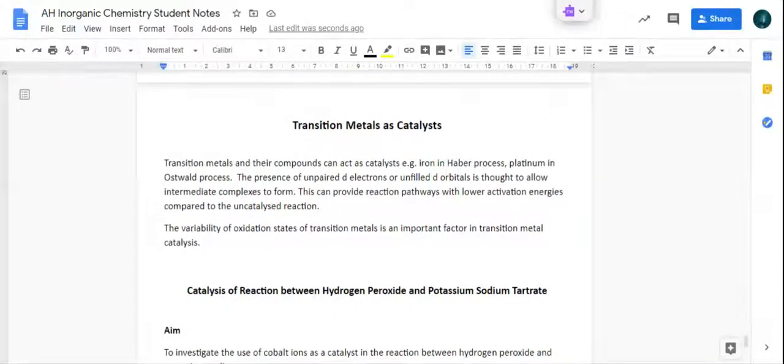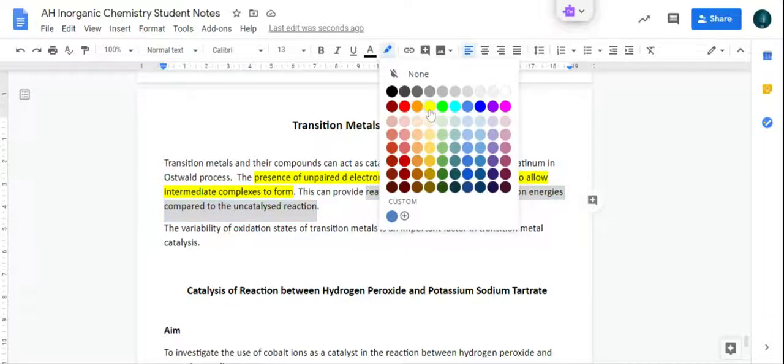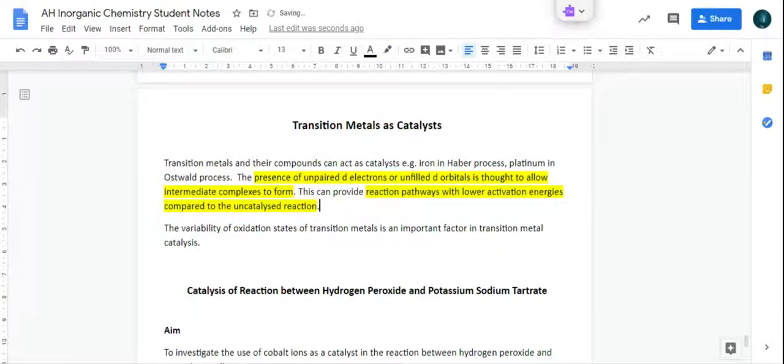Okay, transition metals as catalysts. You've met them before, so you've met iron in the Haber process, platinum in the Ostwald process, and it's to do with the fact that it's got either unpaired d electrons or unfilled d orbitals, and this can allow intermediate complexes to form. Therefore, we can have reaction pathways that have a lower activation energy compared to the uncatalyzed reaction. The fact that transition metals can exist with more than one oxidation state is also useful in catalysis.